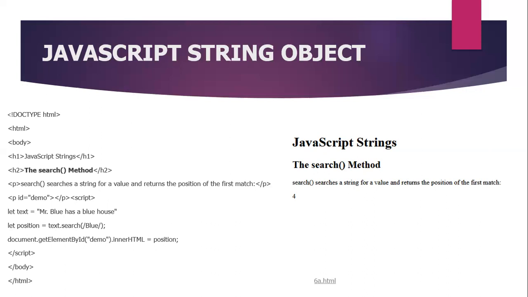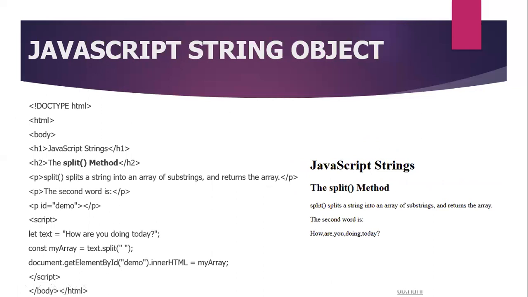A string will be saved as a character array. So it will start with M. M will be the 0th position, dot will be the 2nd position, the third will be the empty space, and the fourth will be the letter B. So the starting position for blue will be 4. That will be returned as the output.